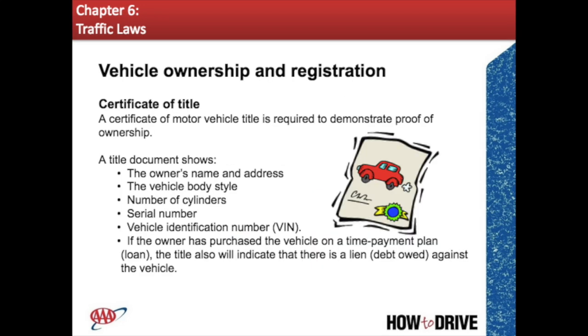Now we have vehicle ownership and registration, the certificate of title. A certificate of motor vehicle title is required to demonstrate proof of ownership. The state issues a certificate of title when a motor vehicle is purchased. A title document shows the owner's name and address, the vehicle body style, the number of cylinders in your vehicle, the serial number, the vehicle identification number, also known as the VIN number, and if the owner has purchased the vehicle on a time payment plan known as a loan, the title will indicate that there is a lien, which is a debt owed against the vehicle.